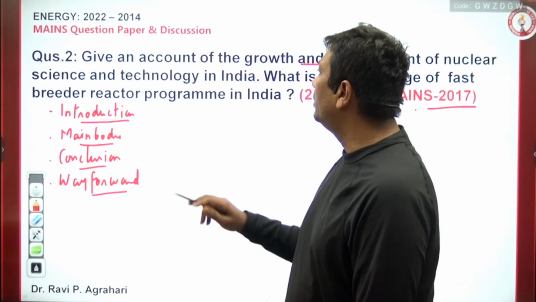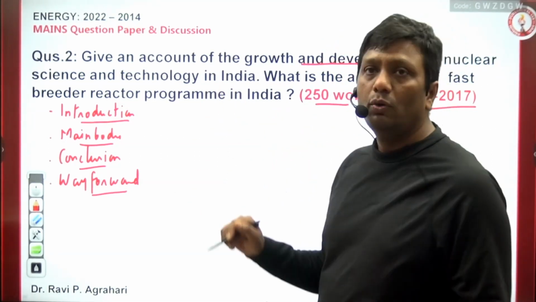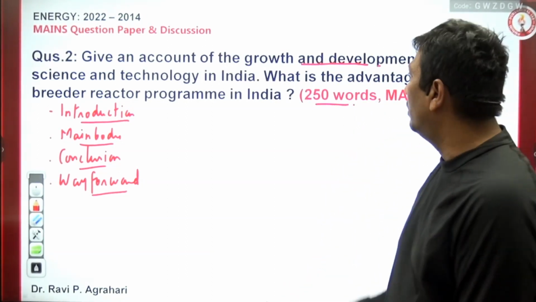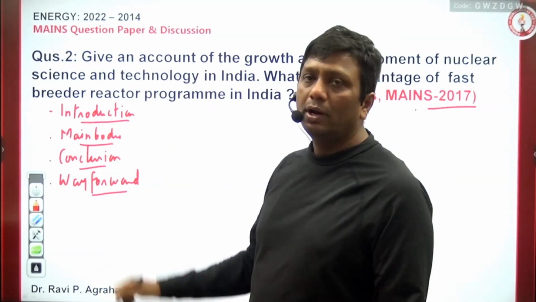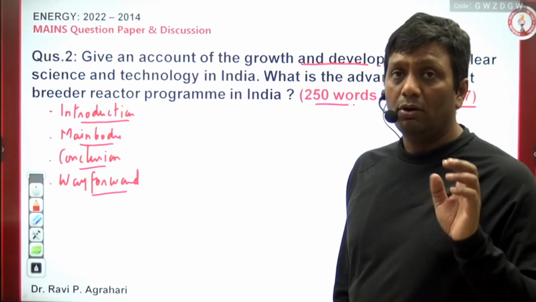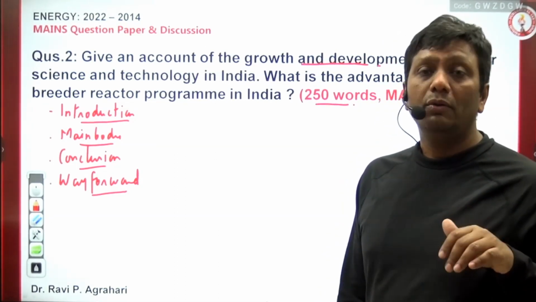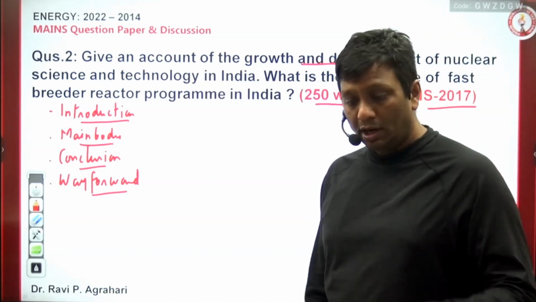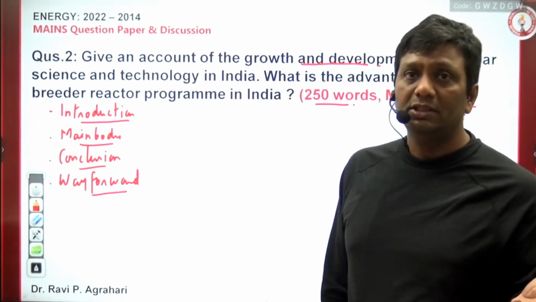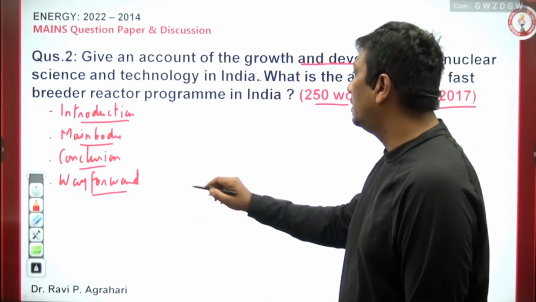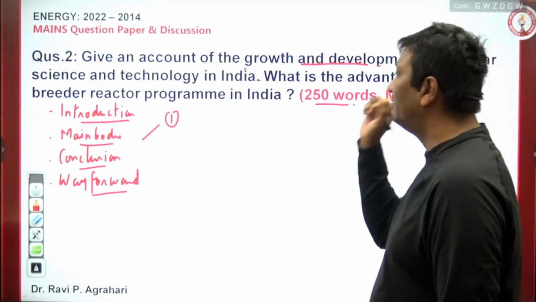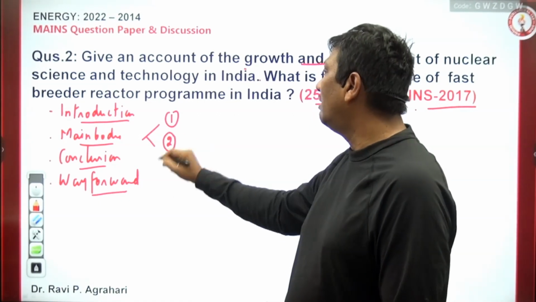You just see, guys. Now the question: give an account of the growth and development of nuclear science and technology in India. So ultimately, what is nuclear science and technology? Ultimately, nuclear energy type of activities are here. But nuclear science and technology is not only nuclear energy; it has many other applications in medical sciences, in agriculture, in water purification, many dimensions, guys. And see, the main body has 2 parts. The one part is what UPSC has asked, and the second part is the advantage of fast breeder reactor.